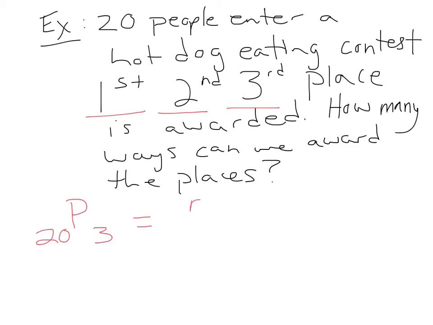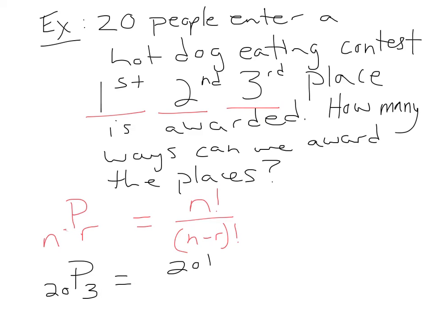We take our formula, which is N factorial over N minus R factorial, just to make sure we're starting with our recipe before we cook. We have N choosing R. So we have N, which is 20. We have 20 people, and we're choosing 3 for the places. We've got 20 factorial over 20 minus 3. This is easy. So we've got 20 factorial over 17 factorial.